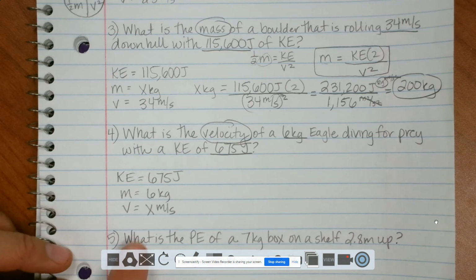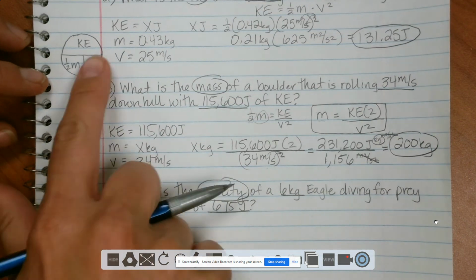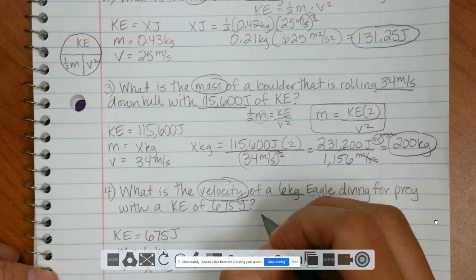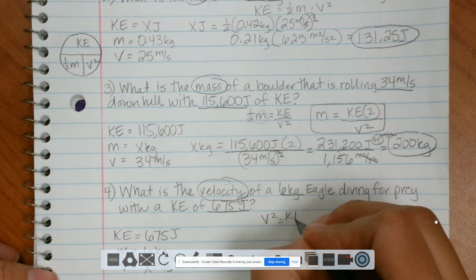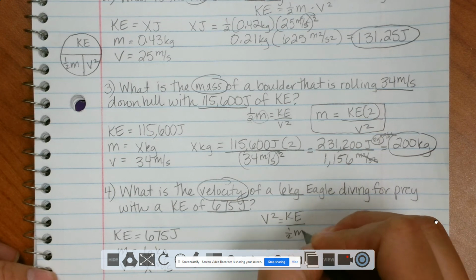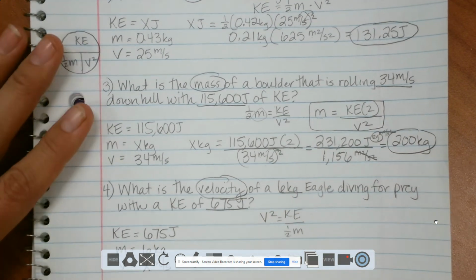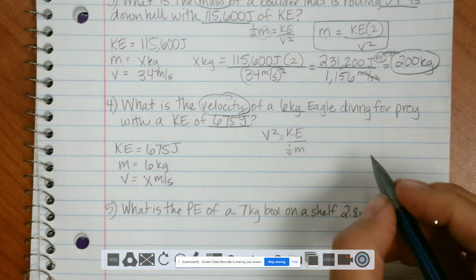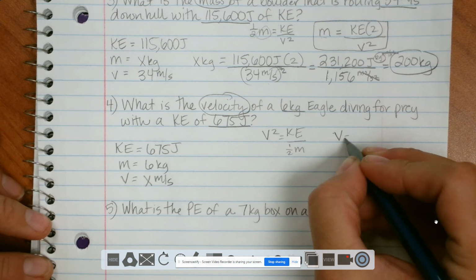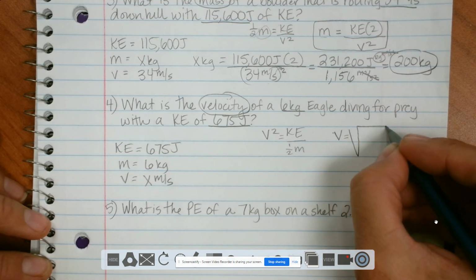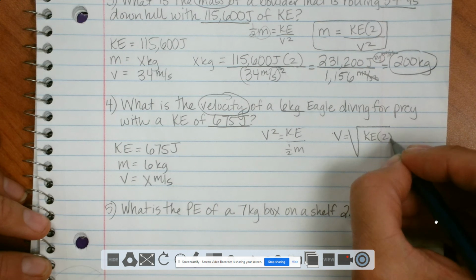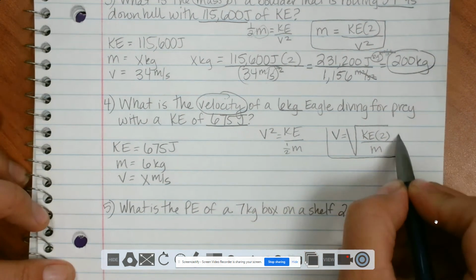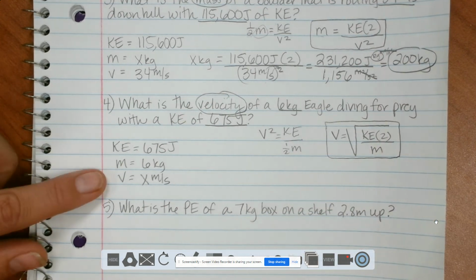So if we're looking for v, I'm going to go back to my circle. I'm going to cover up v squared, and I get KE on top of 1/2 mass. So the starting equation looks like this. Remember, I don't like the half down there, so I'm going to get rid of it, and ultimately also get rid of the squared on the v to get it alone. End up with v equals the square root of the kinetic energy times 2 divided by mass. So I got rid of the half and I got rid of the squared, and that's what I'm going to plug everything into. Okay, so let's do that.